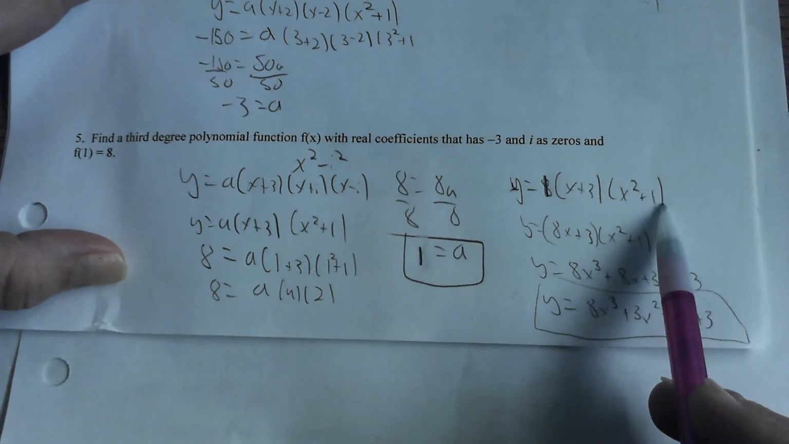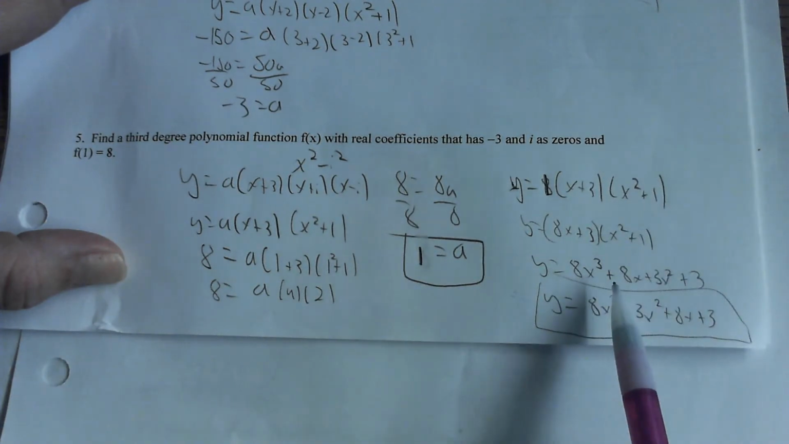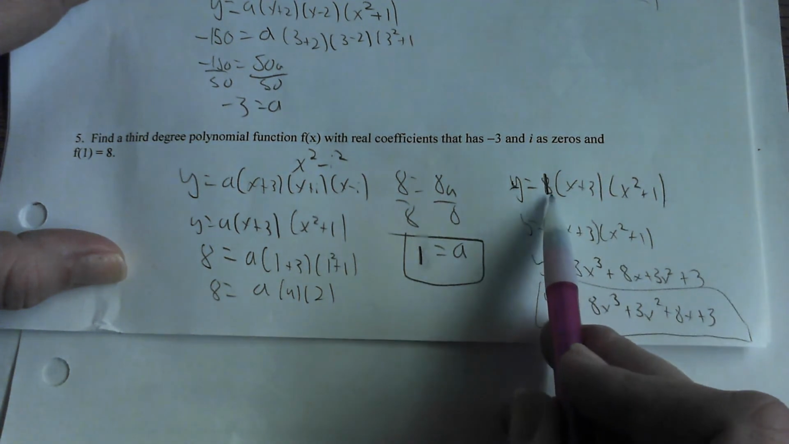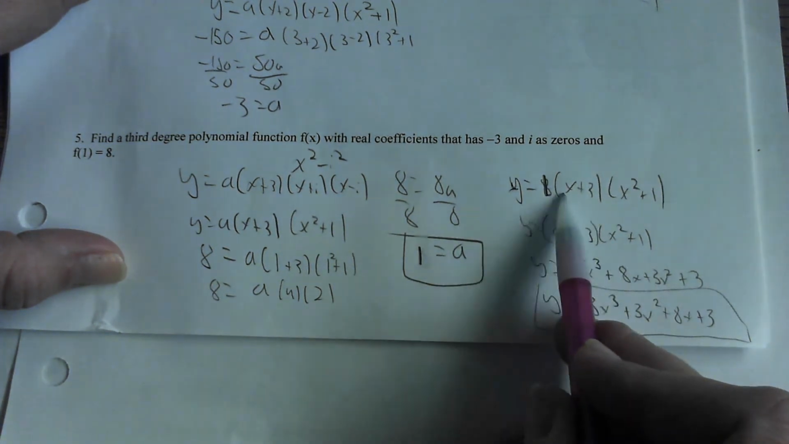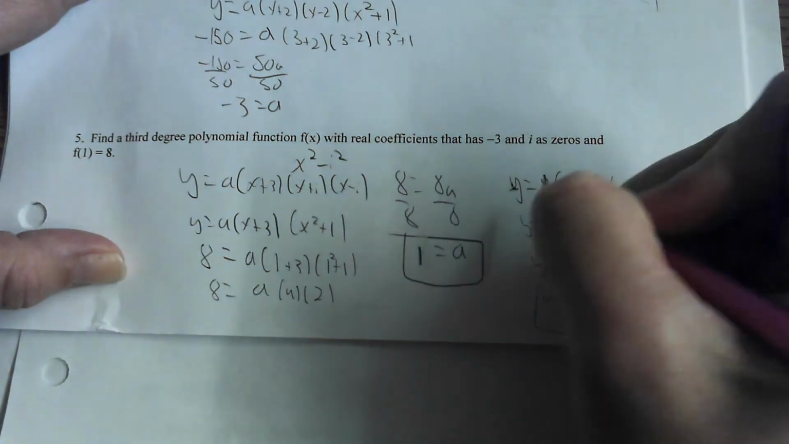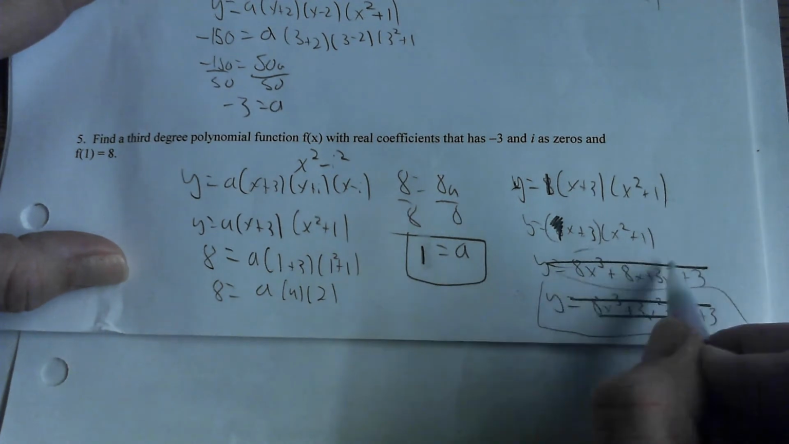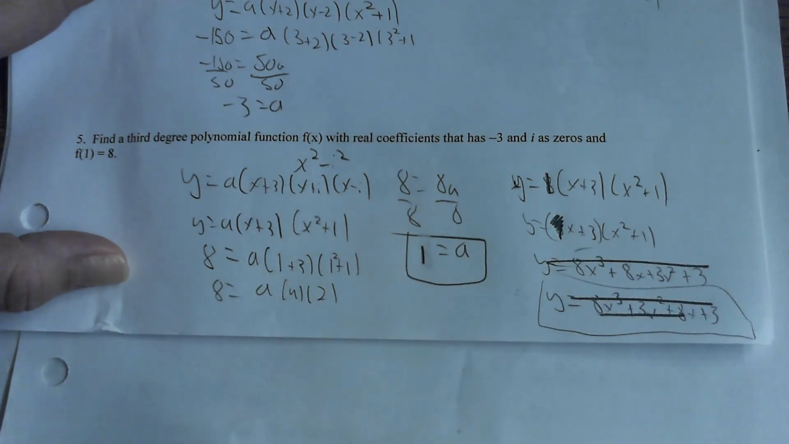You're telling me this is all good. That's some good stuff right there. First of all, they also didn't distribute their 8 right anyway. It would have been 8x plus 24. But it's 1x plus 3. And then they needed to multiply that out. We like that one? Good.